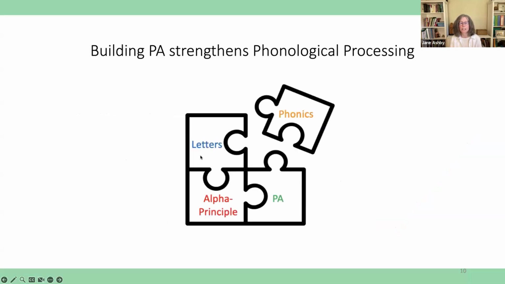As I mentioned, the deeper the phonological processing challenges are for a student, the tougher it is to learn phonics. So teaching PA makes phonological processing stronger, and it supports spelling, decoding, reading fluency, and comprehension. And this little illustration here just illustrates that when you're doing all of these foundational skills, then students are really ready to receive the phonics instruction.